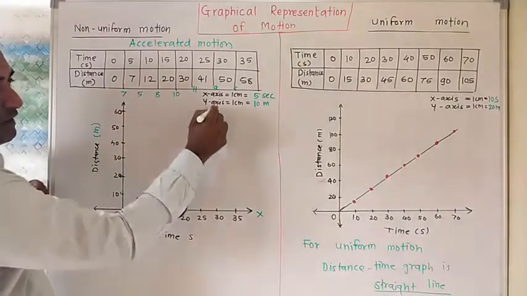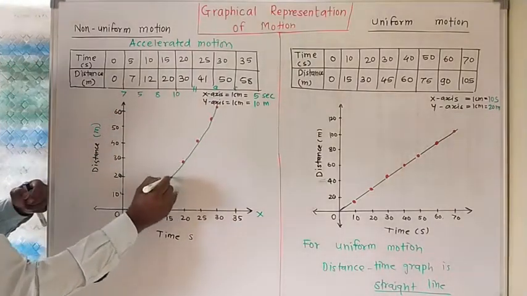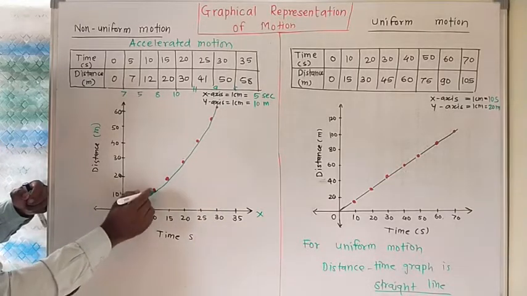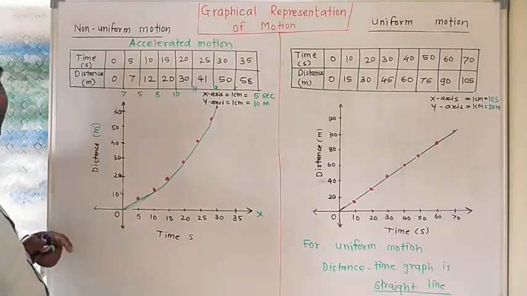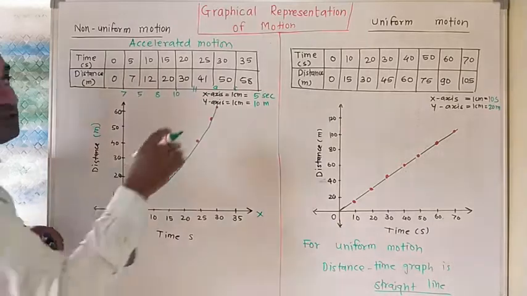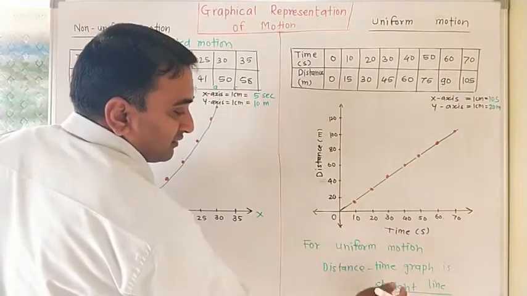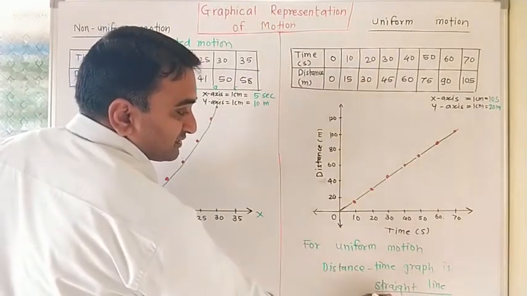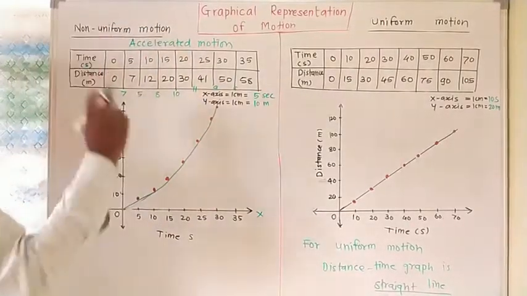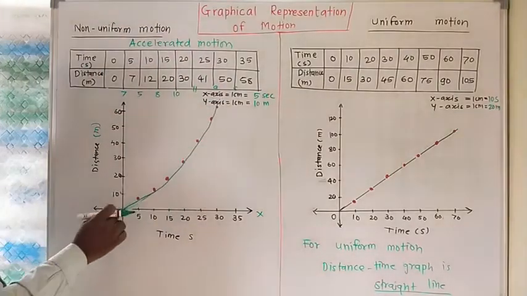And if you join all the points, see what we are getting here. We are not getting a straight line, we are getting a curved line. So as uniform motion is there, the graph is a straight line. But when non-uniform motion is there, the graph is a curved line.